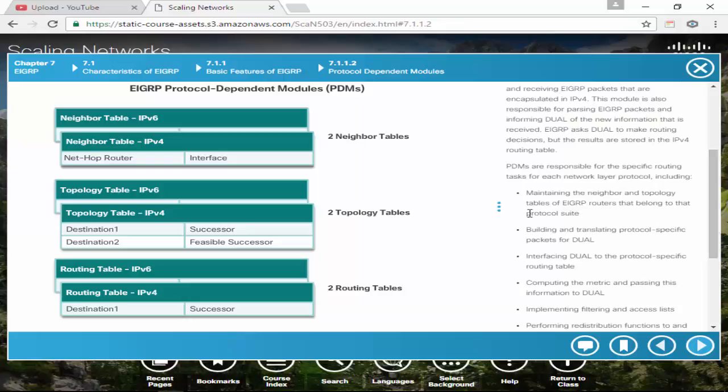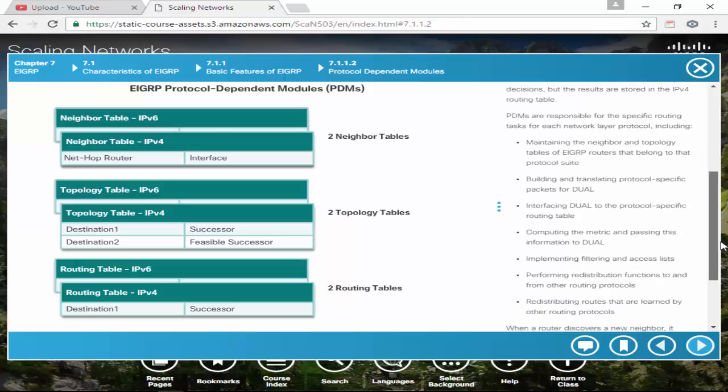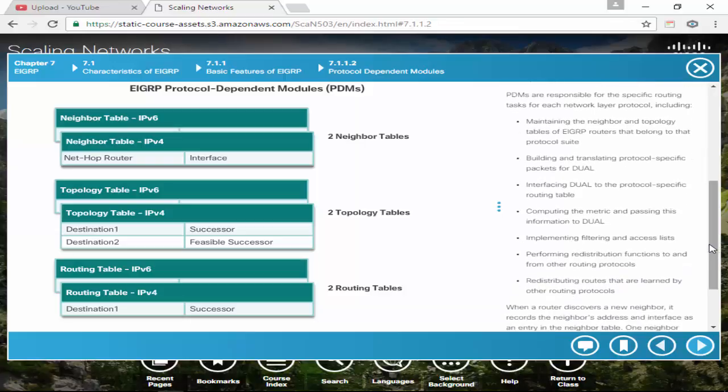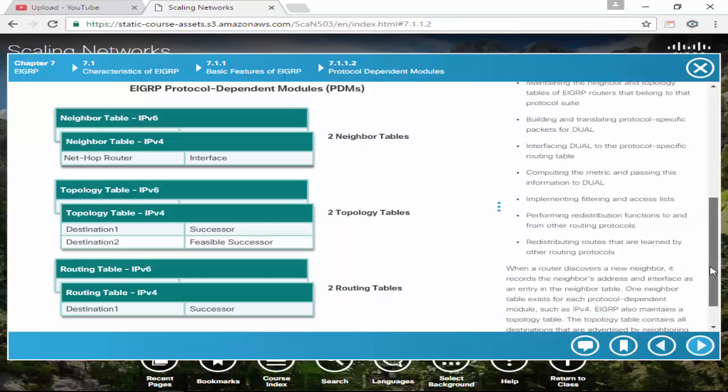And so the PDMs are responsible for specific routing tasks for each network layer, including maintaining the neighbor and topology tables of EIGRP routers that belong to the protocol suite, building and translating protocol-specific packets for DUAL, interfacing DUAL to the protocol-specific routing table, computing the metric and passing this information to DUAL, implementing filtering and access lists, performing redistribution functions to and from other routing protocols, redistributing routes that are learned by other routing protocols.